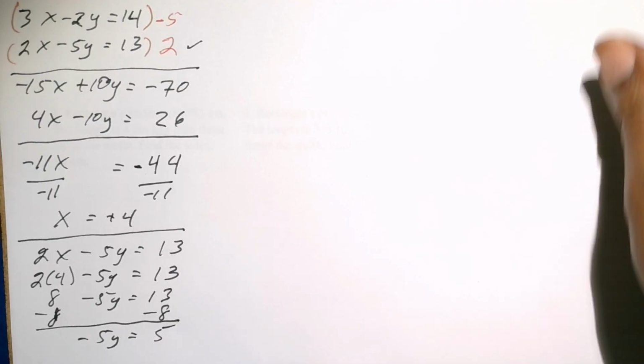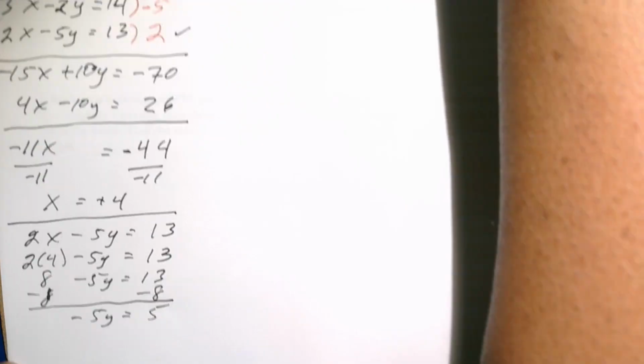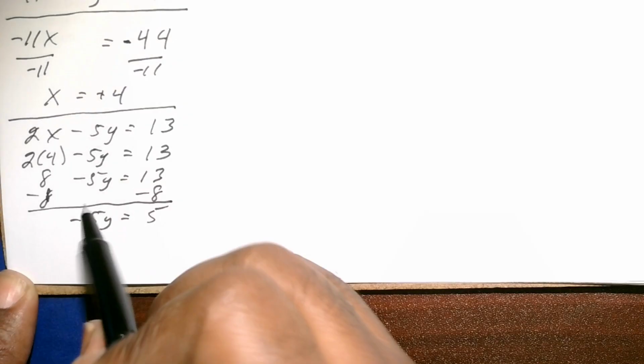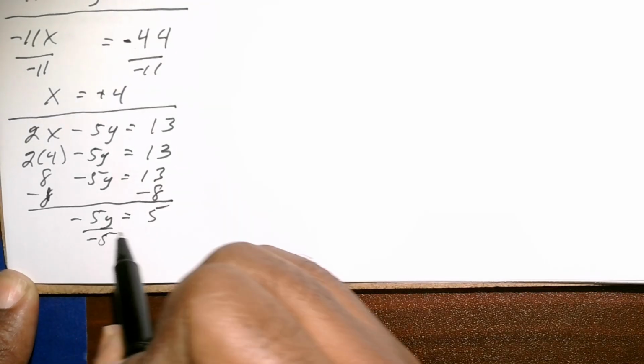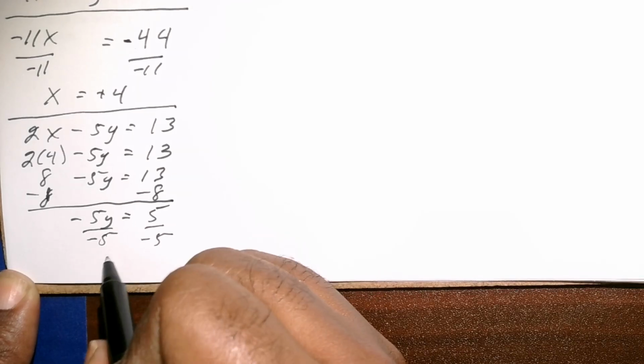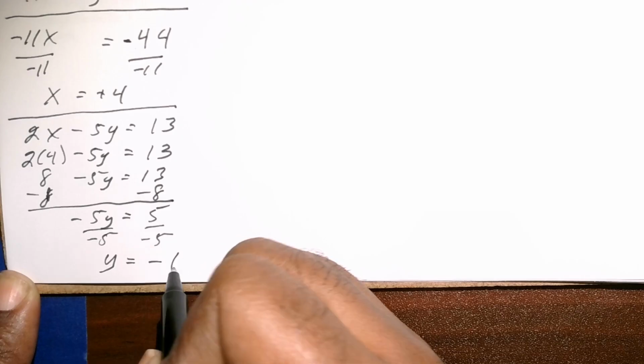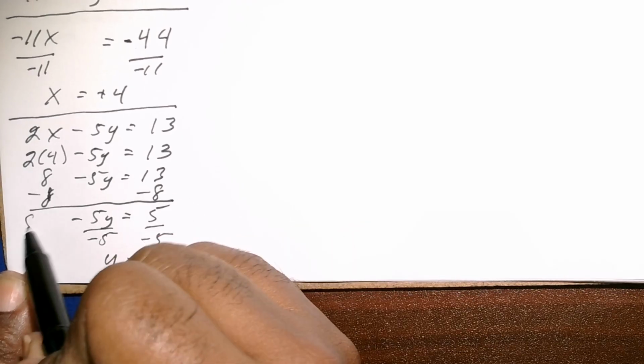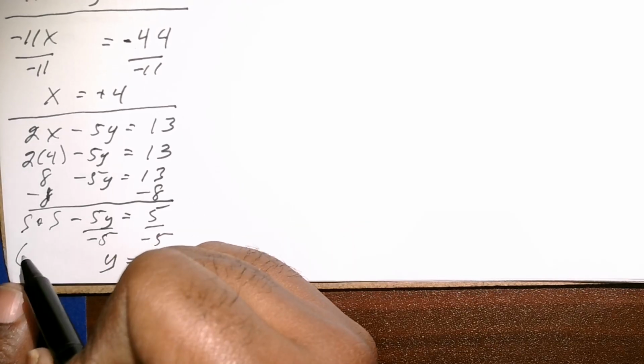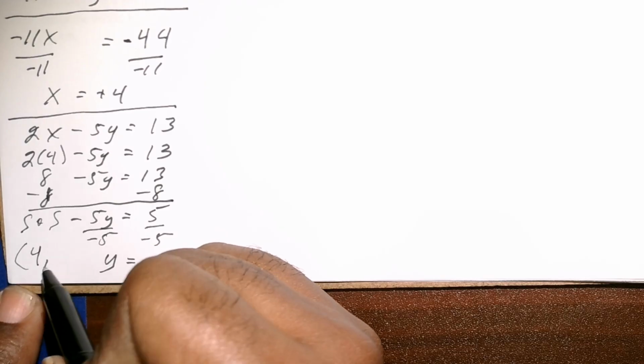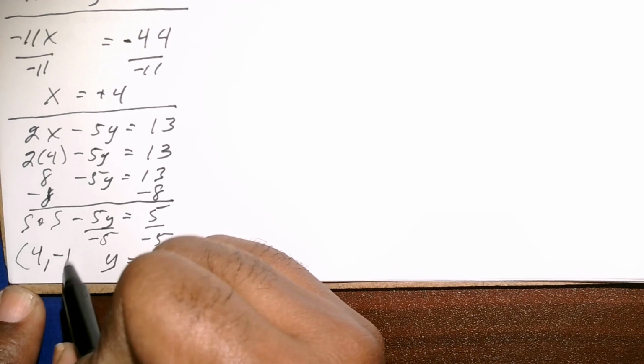And I'm just about out of room, so let's do that little trick again. Okay, let's divide by negative 5. Divide by negative 5. And I'll get y equals negative 1. So the solution of my system will be x is 4 and y is negative 1.